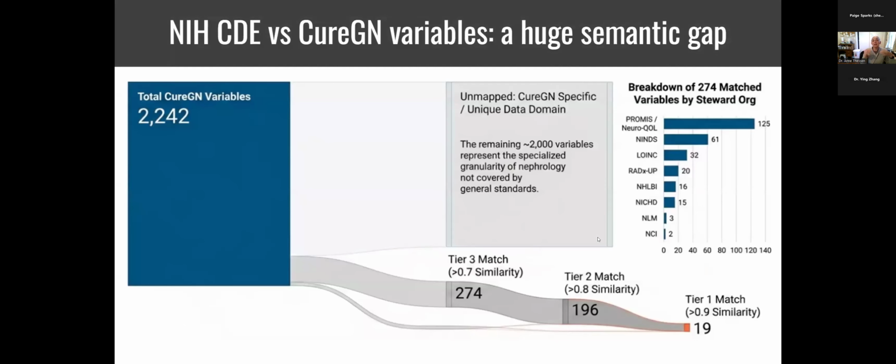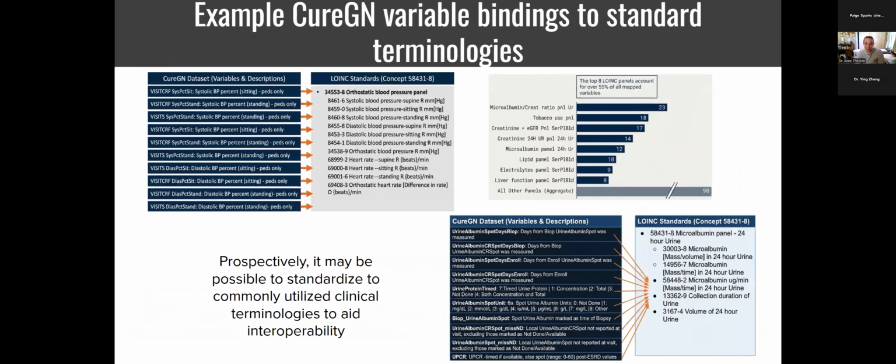He did this analysis and found that the majority of CureGN variables didn't really match with any existing CDEs. So there's quite a long way that this group has to go in order to have some sort of representation of all the variables in their kidney-related data sets.